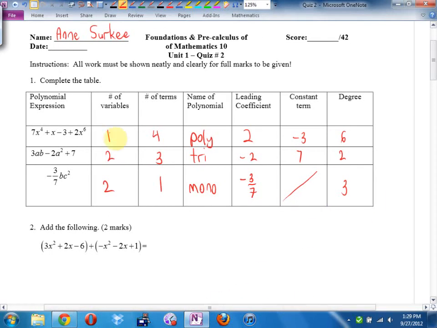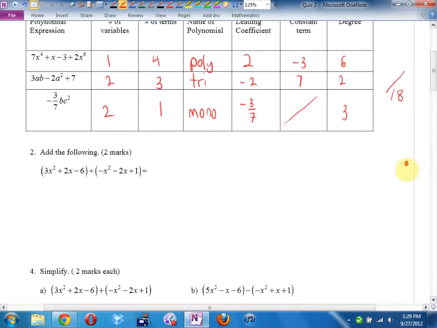1 mark for each of those, so it's 3 by 5. That's out of 15, isn't it? No, 3 by 6. That's out of 18, isn't it? Learn to count, Mr. Duke. Give yourself a little score out of 18 there. Hopefully 16 or higher, hopefully almost free marks. You have to think a little bit, but hopefully pretty good marks, pretty easy marks.